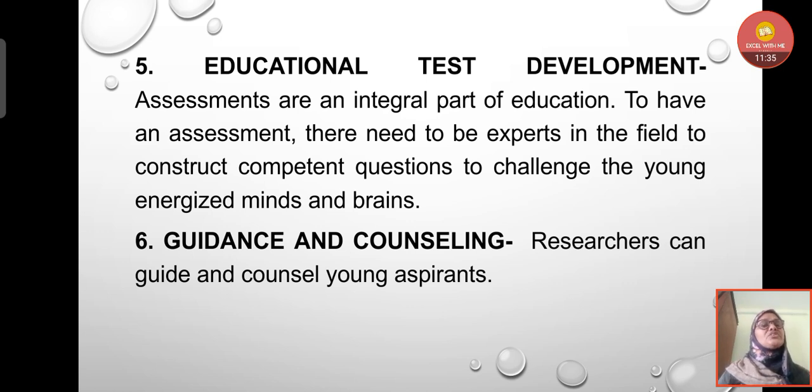Then guidance and counseling, obviously whoever are the researchers can guide and counsel the young aspirants who have problems in dealing with maybe stress, motivation or whatever area. They can guide them because already they have searched again and again related to behavior problems, maybe any psychological problems, philosophical problems. So they can guide these young aspirants in a proper direction.